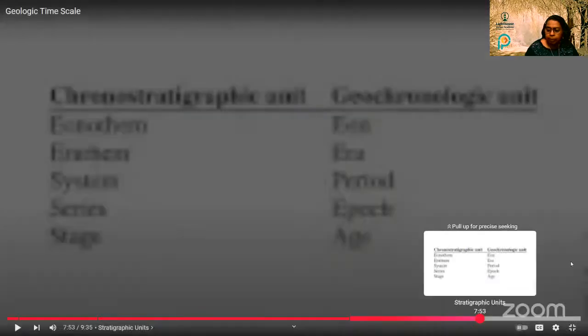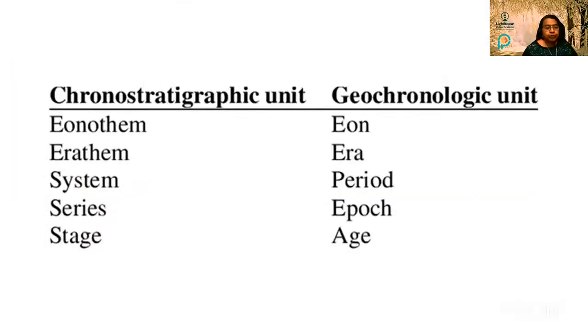All right, I skipped a little bit because this is the important part. Chronostratigraphic units correspond to geochronological units, or time intervals. Whereas the chronostratigraphic units are bodies of rock that exist today, geochronological units are time intervals that transpired in the past. The geochronological units include the following from smallest to largest: ages, epochs, periods, eras, and eons.